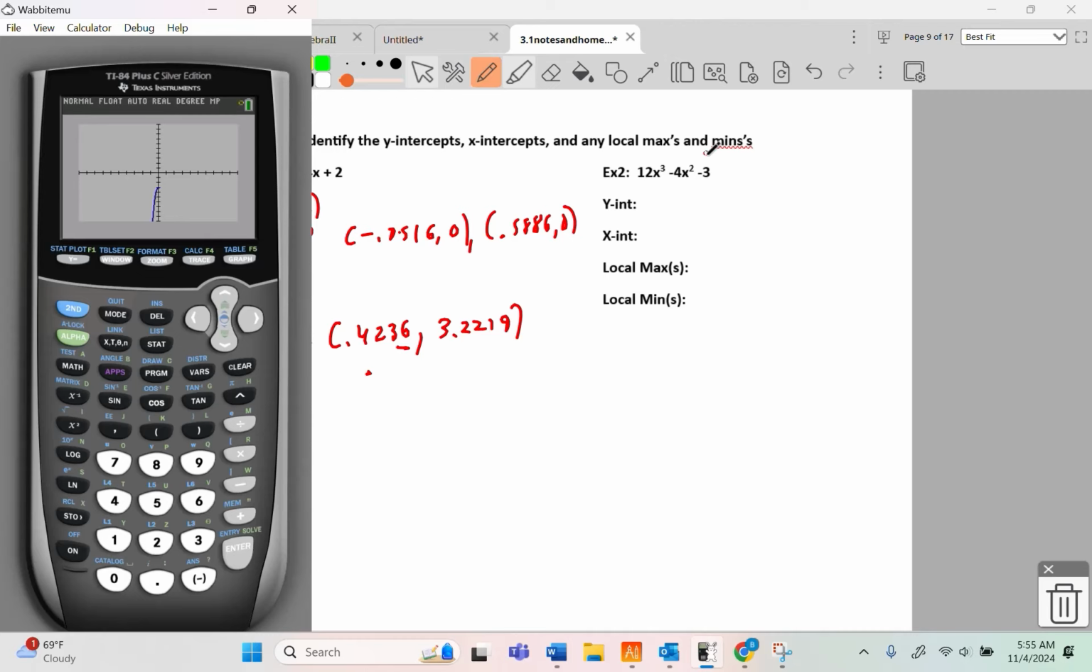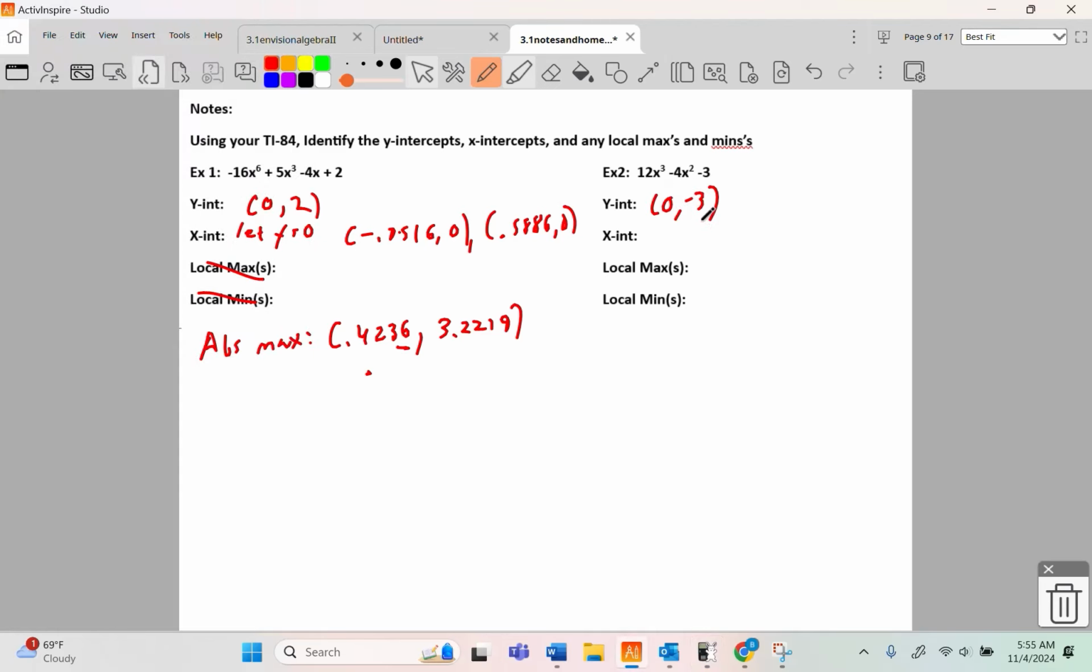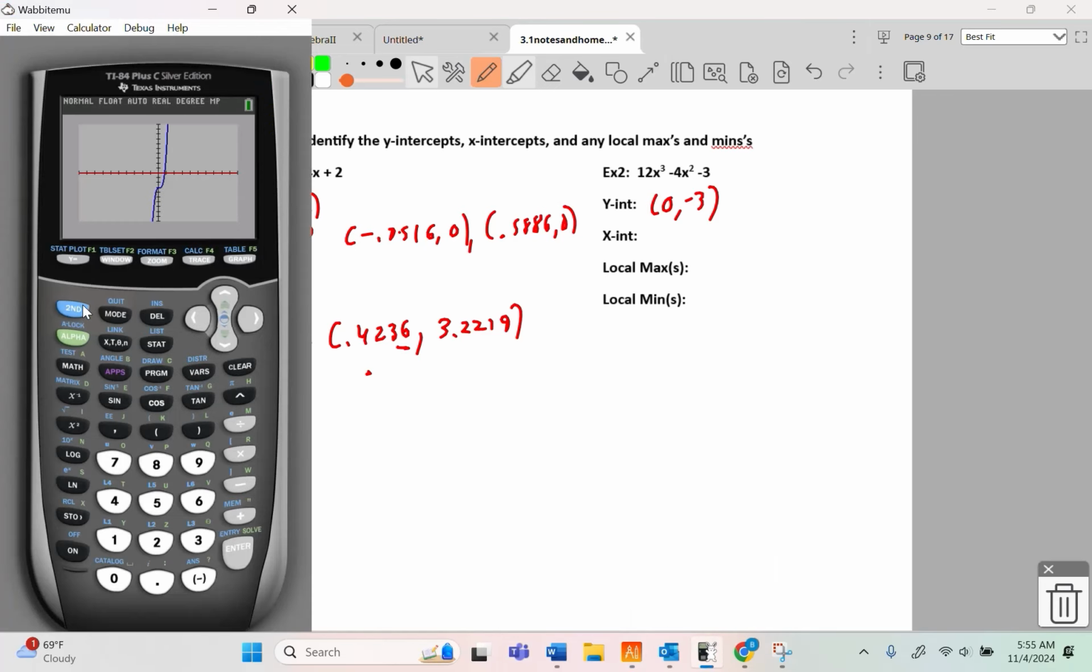Your y-intercept is going to be at -3, and you can see it on the graph right there. Don't forget that it's (0, -3), not -3. Your x-intercept, I kind of closed that real quick, but it looked like it only had 1. Something really close to 1, isn't it?